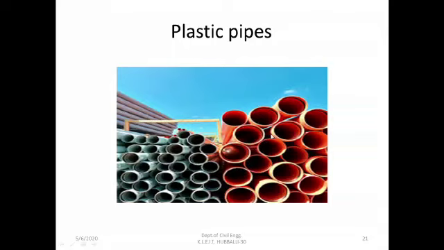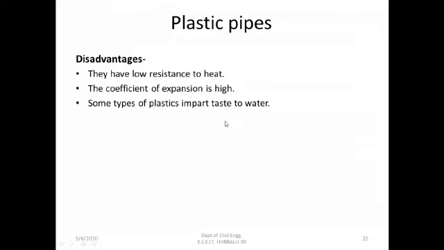I need not show this because they are very common nowadays, and they have very few disadvantages, that is they have low resistance to heat. That is to some extent, like the heat of a higher order, the coefficient of expansion is high. Some types of plastic impart taste to water. These are the significant disadvantages, but the advantages are more, and hence they are very much popular in water supply. Okay, that was regarding all the different types of pipes.